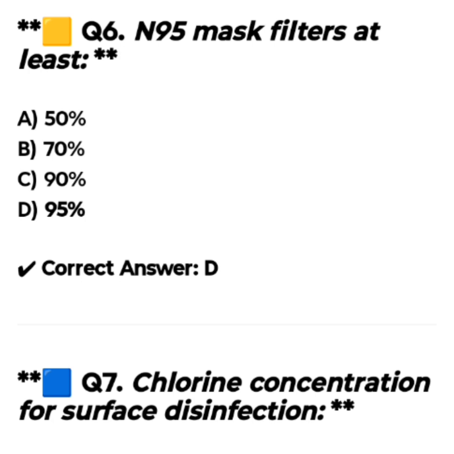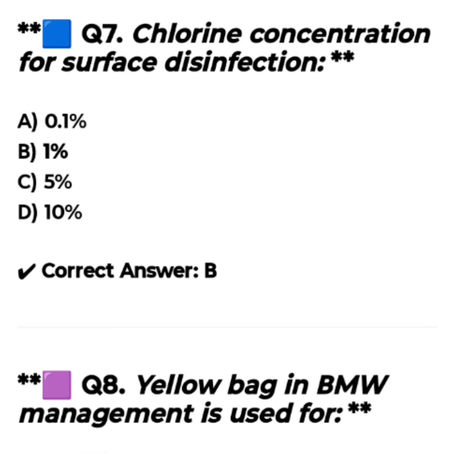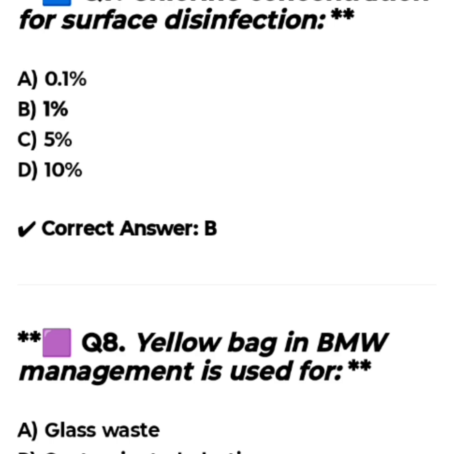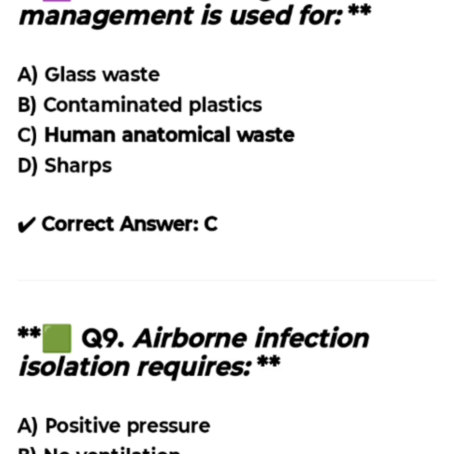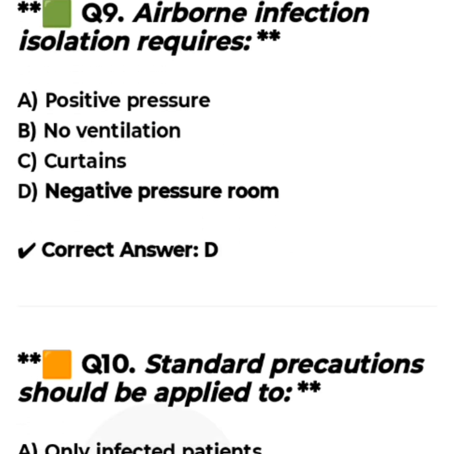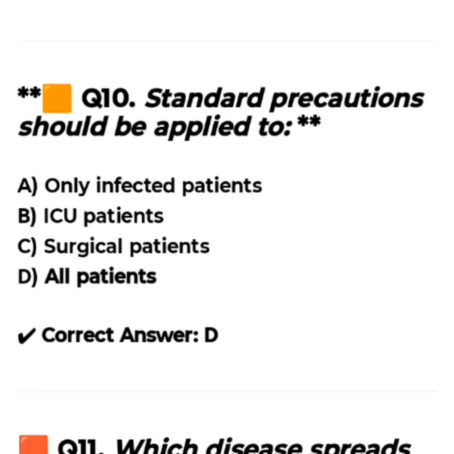N95 mask filters at least. The correct answer is option D, 95%. Chlorine concentration for surface disinfection. The correct answer is option B, 1%. Yellow bag in biomedical waste management is used for. The correct answer is option C, human anatomical waste. Airborne infection isolation requires. The correct answer is option D, negative pressure room.